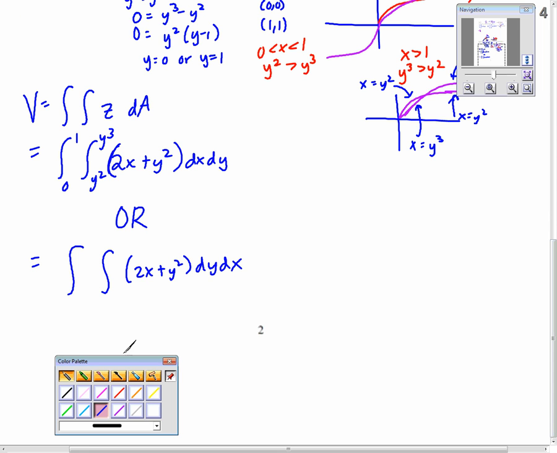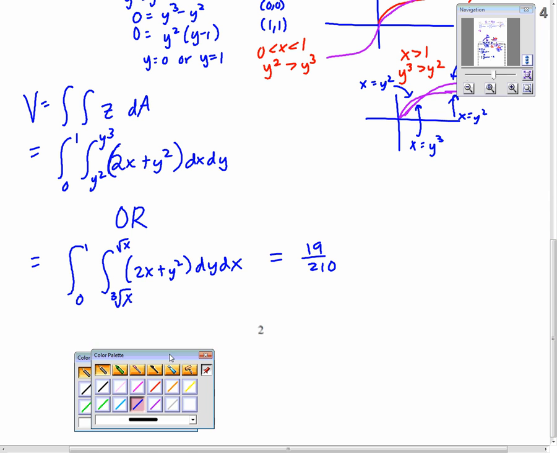So the top was root x, is that what you said? Yeah. And then cube root of x on the bottom. That takes us from 0 to 1. Just so happened because it was 0, 0 and 1, 1. Not always that way. Okay, and the answer is 19 over 210, if you want to calculate it. I was guessing somewhere around there.